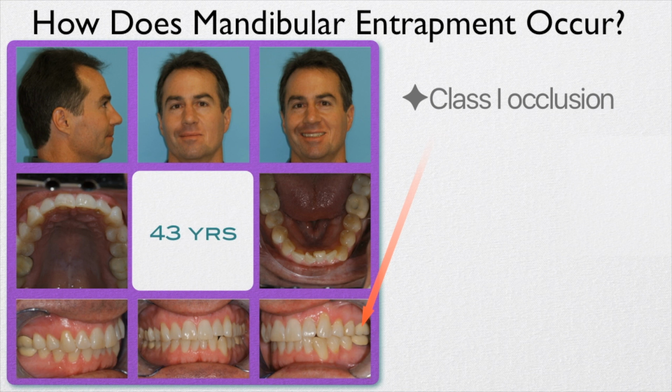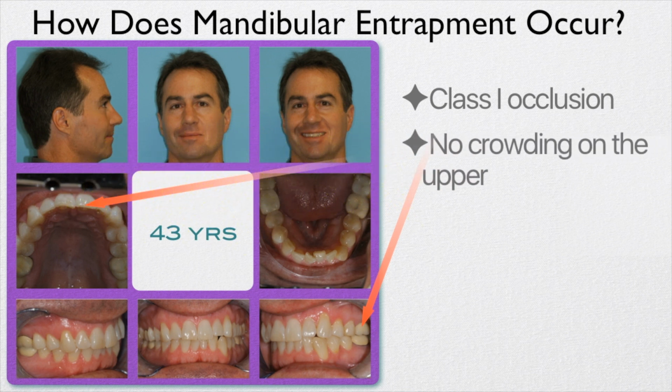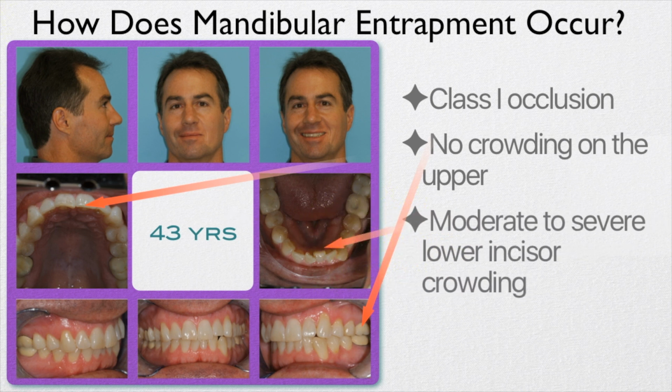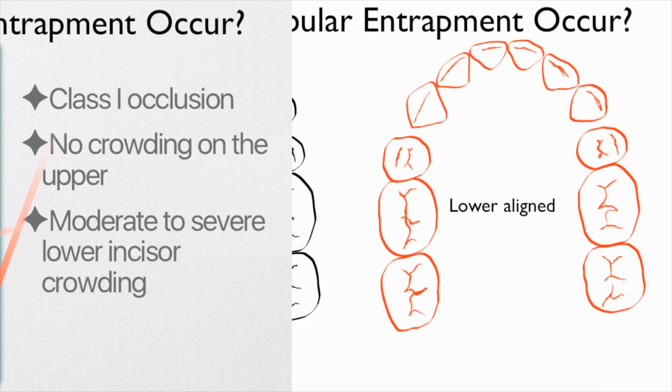Many patients present for treatment with crowded lower incisors in a class 1 occlusion like this. They have no crowding in the upper arch, but moderate to severe crowding in the lower arch. I was taught to remove 4 bicuspid teeth in cases like this, but I don't do that anymore. Let's explore what happens when you do that.